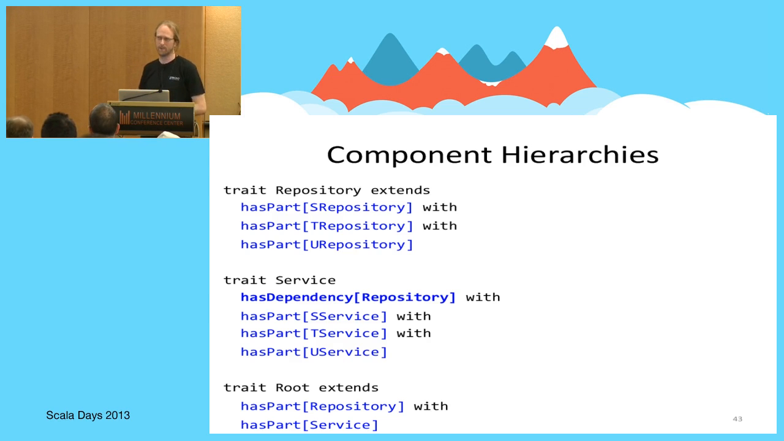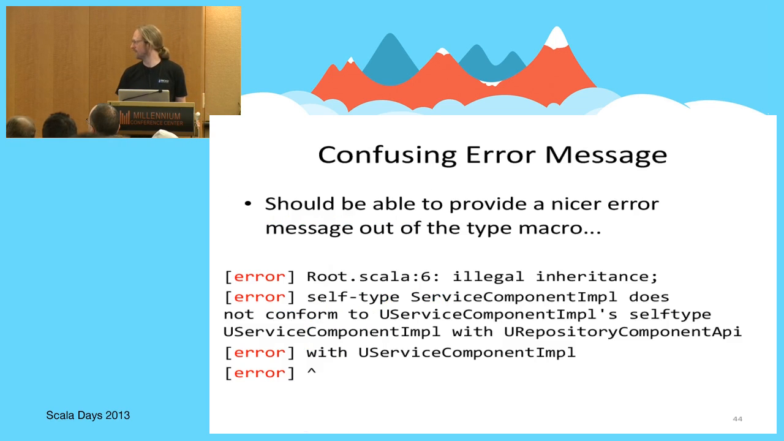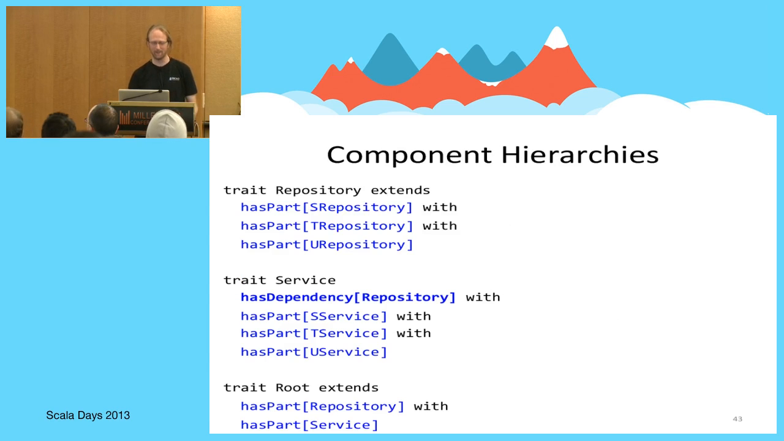And this is almost exactly the same as the previous example, but there's one critical difference. And that's what I have bolded there in the middle. I'm declaring the service has a dependency on the repository. Now, if I leave this out, I get an error message that looks something like this. Illegal inheritance. Self-type service component impl does not conform to use service component impl self-type. If you're a newbie to Scala, this is not fun. But let's try to work out what it's actually trying to tell us.